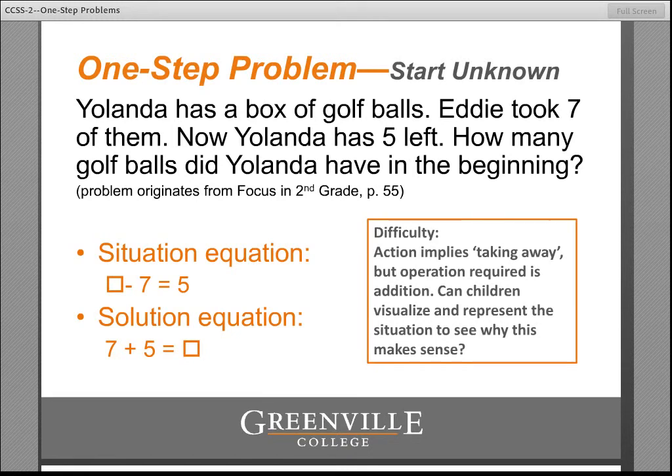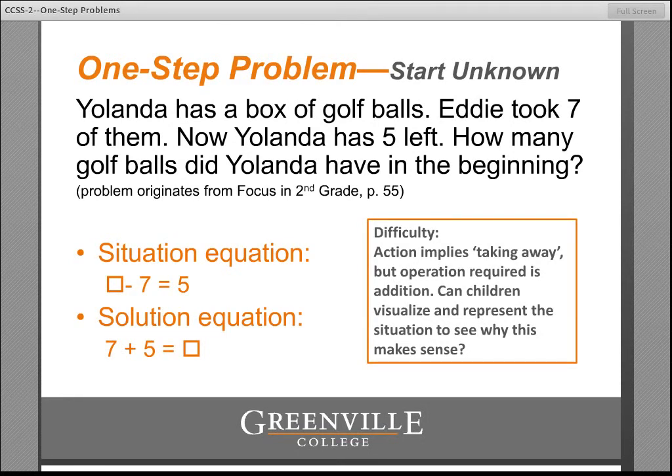If we were to exactly write what's happening in this problem in an equation that exactly matches the problem, it would actually be blank, we don't know the starting quantity, minus, there's a take from action, 7. That's how many were taken away, results in a quantity of 5. So the situation equation is given there.